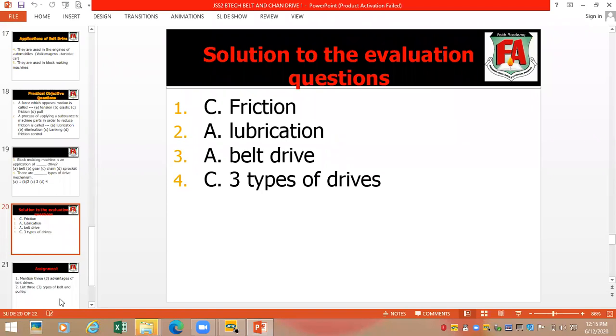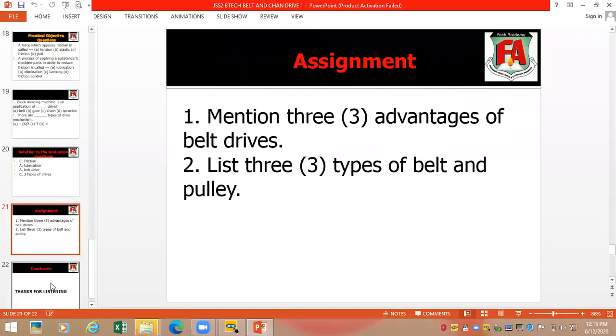Okay, let me give you an assignment. Very simple. The assignment is as easy as drinking your water. Number 1, you have to mention 3 advantages of belt drive. Number 2, you have to list 3 types of belt and pulley. Very simple. I know many of you can give me the answer now without any hesitation, right?